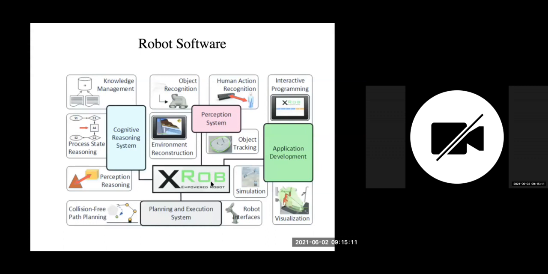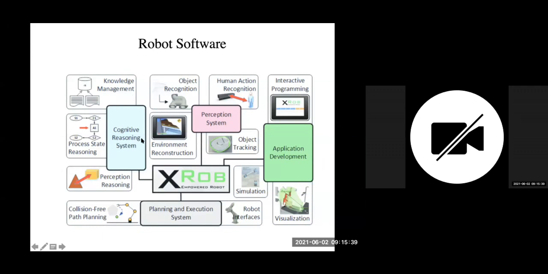It's actually the X robot, and this is the kind of software structure they are using. You can see it's pretty complicated when compared to the hardware structure. Roughly speaking, there are four key components: cognitive reasoning systems, perception system, application development, and planning and execution system. Then there are the actual different functionalities within each component.